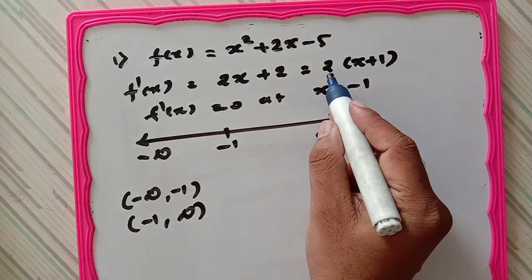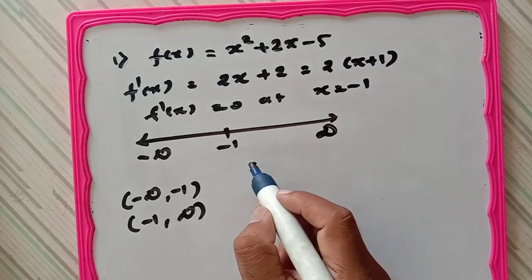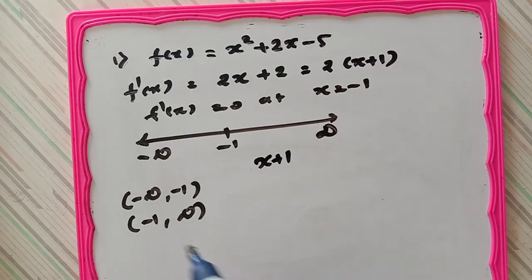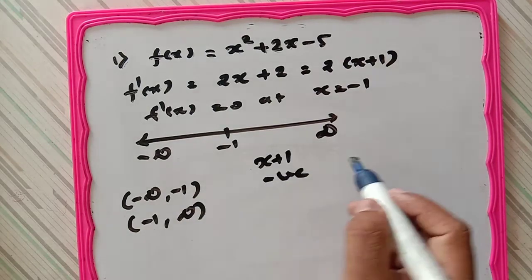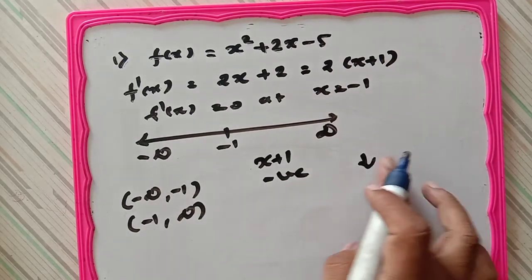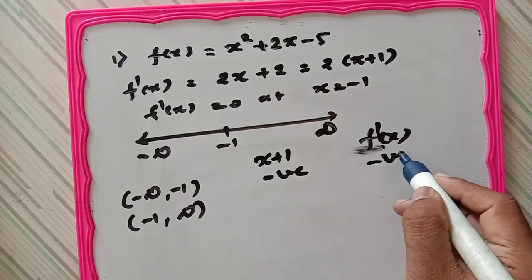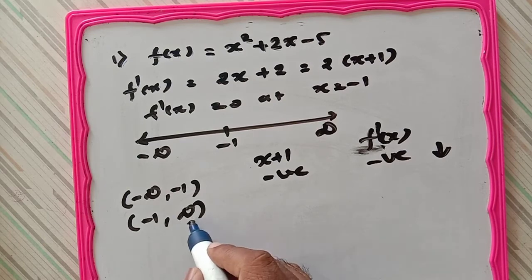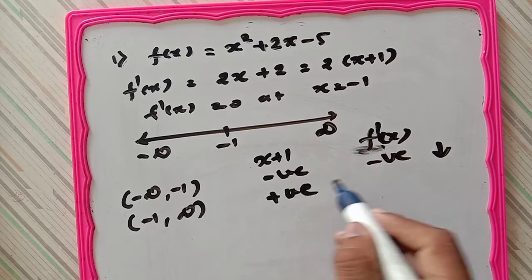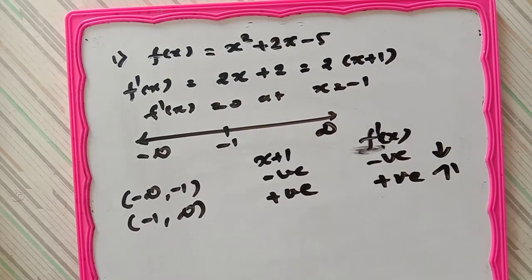Now here 2 is always greater than 0, so positive or negative depends on x + 1, and so x + 1 in -∞ to -1 will be negative, and so in that interval f'(x) will be negative, and so the function is decreasing, while -1 to ∞ it is positive, and so f'(x) is positive, and so the function is increasing.